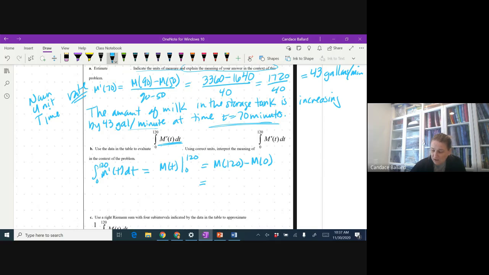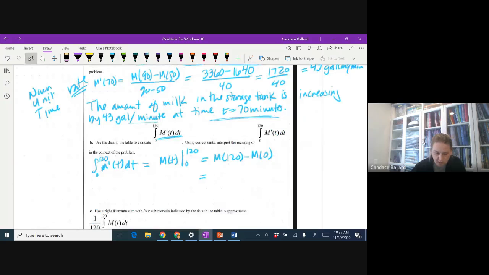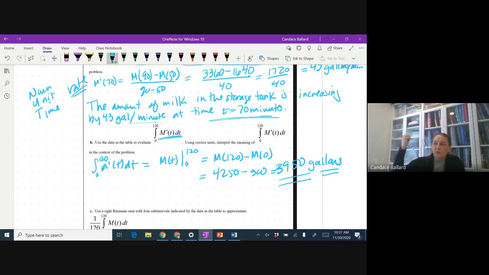All right, so let's take a look at the m of 120 says it's 4,250 and m of 0 is 300. So we're going to subtract those two. So 4,250 minus 300 equals 3,950. And this is, since we integrated, it would be measured in gallons. But I still need to interpret the meaning of in the context of the problem. So because this is a total amount, we went back, we integrated the derivative and we went back to the original. So you got to think of it like a position, okay?